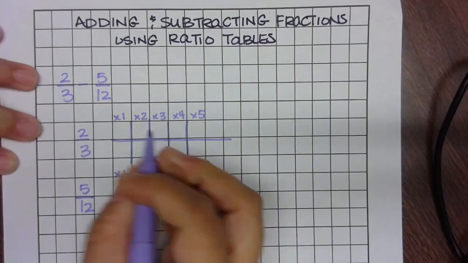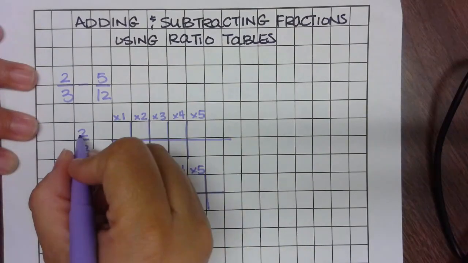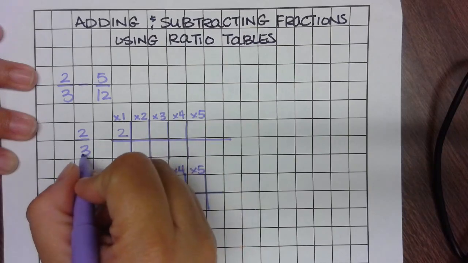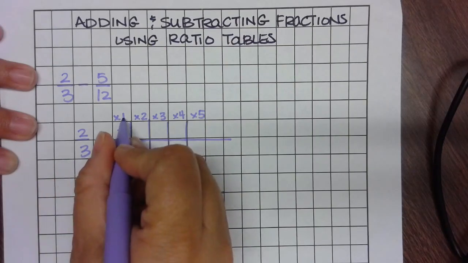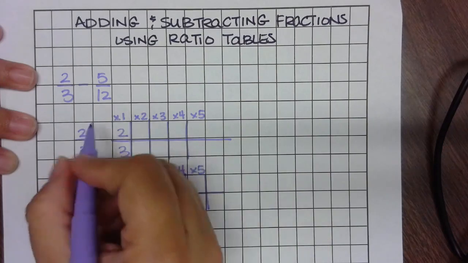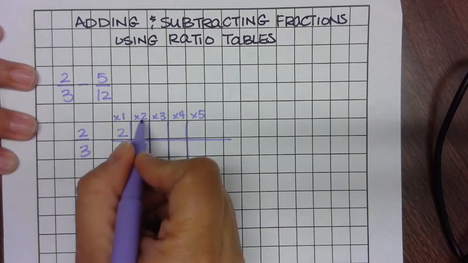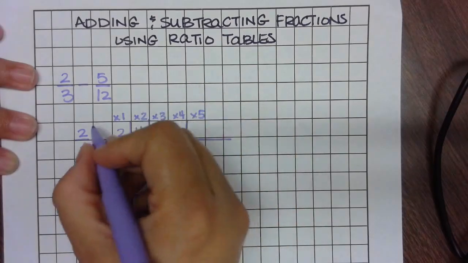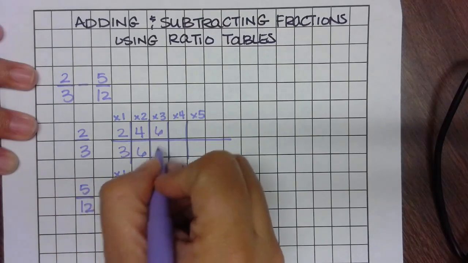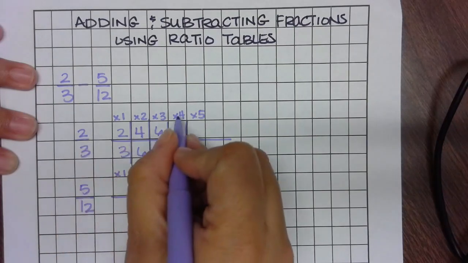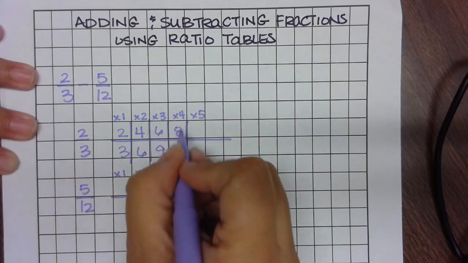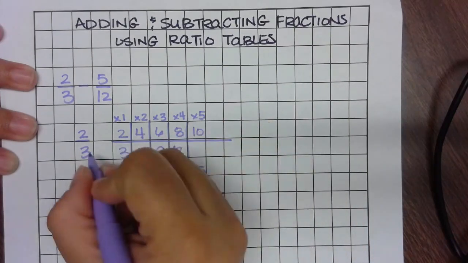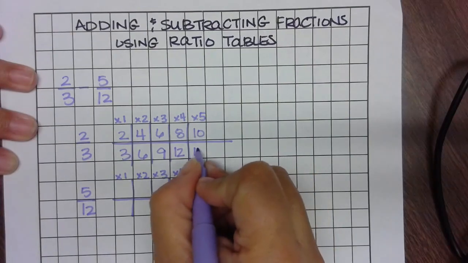Alright, so let's start with 2/3. We're going to take our numerator, the 2, multiply it by 1, and that's 2. Our denominator times 1 is 3. Numerator 2 times 2, that's 4. 3 times 2, that's 6. 2 times 3, that's 6, and 3 times 3, that's 9. 2 times 4, that's 8, and 3 times 4, that's 12. And then 2 times 5 is 10, and 3 times 5 is 15.